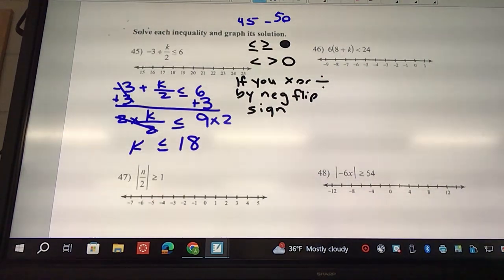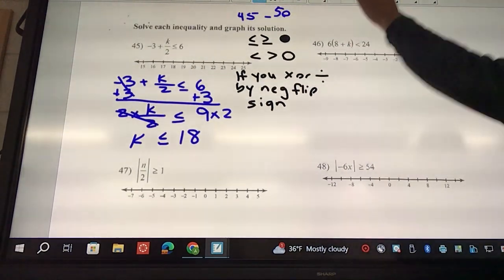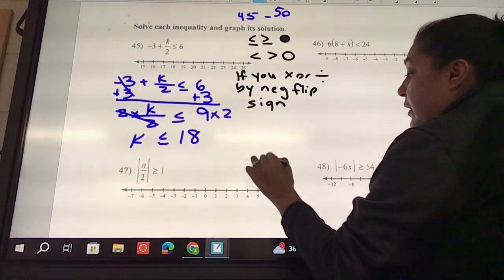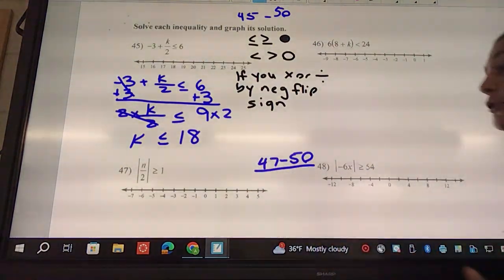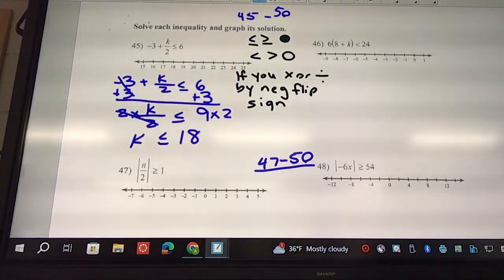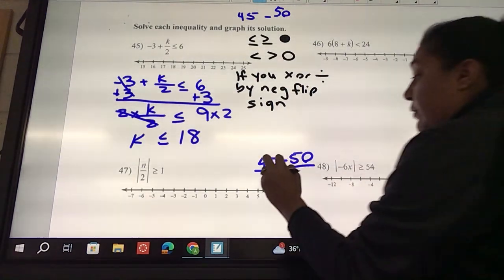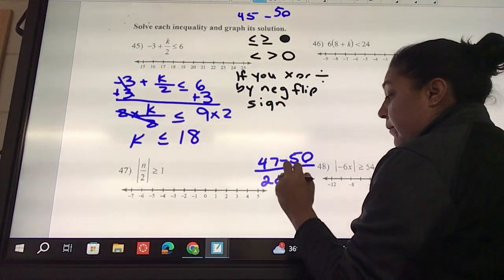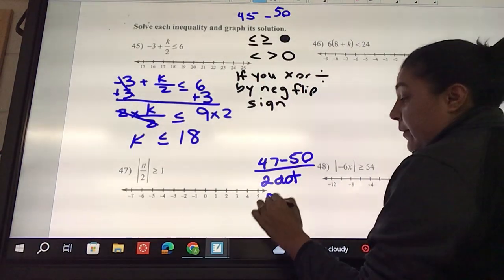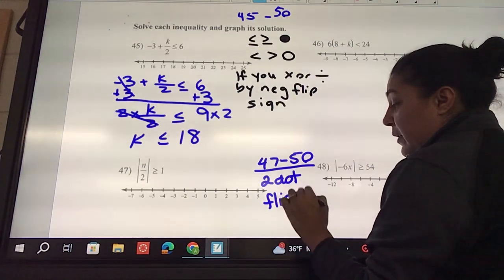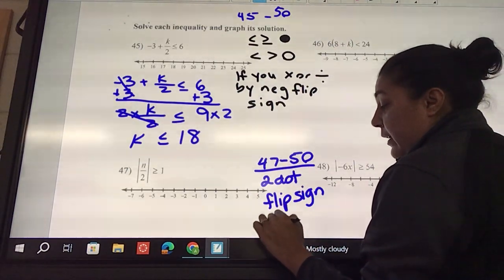47 through 48 does have an additional note, okay? So 47 through 50, okay? The additional note is you should have 2 dots on your graph, okay? So we should have 2 dots, okay? And we flip it, we flip the sign, and we make it a negative.